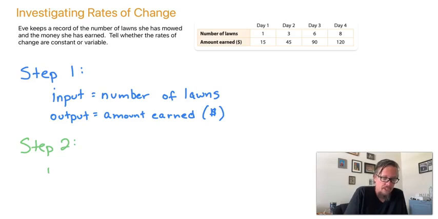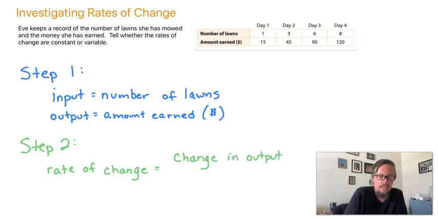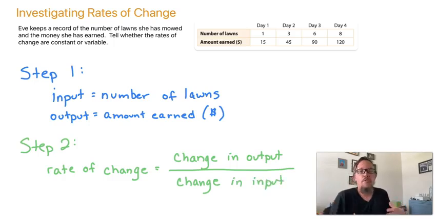Okay, so the rate of change is the change in the output divided by, or over, the change in the input. So that is the reason why our first step must be to identify which one's the input and which one's the output, because it's got to be output over input. Okay, so once we've identified which is which, now the rest is some pretty simple division.